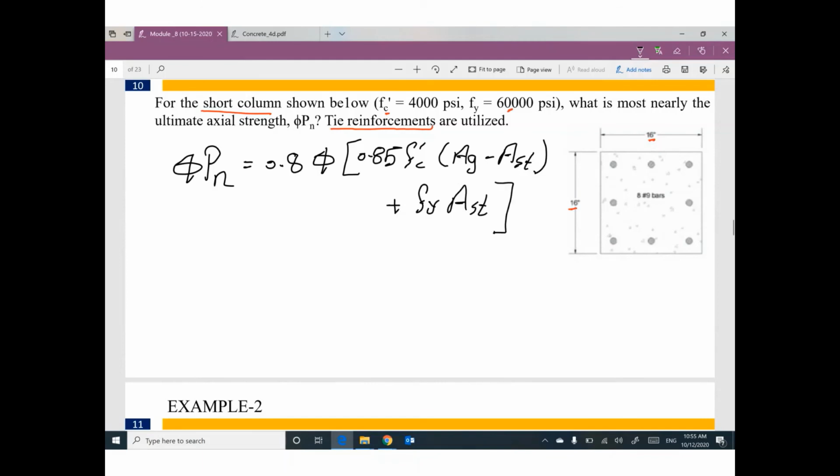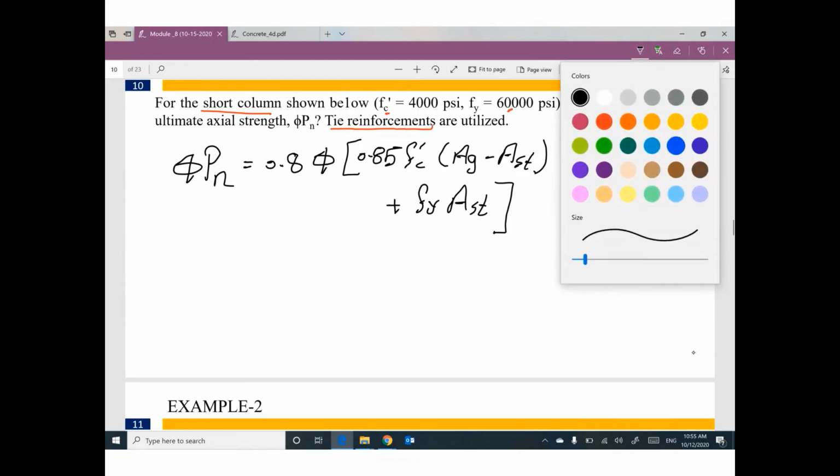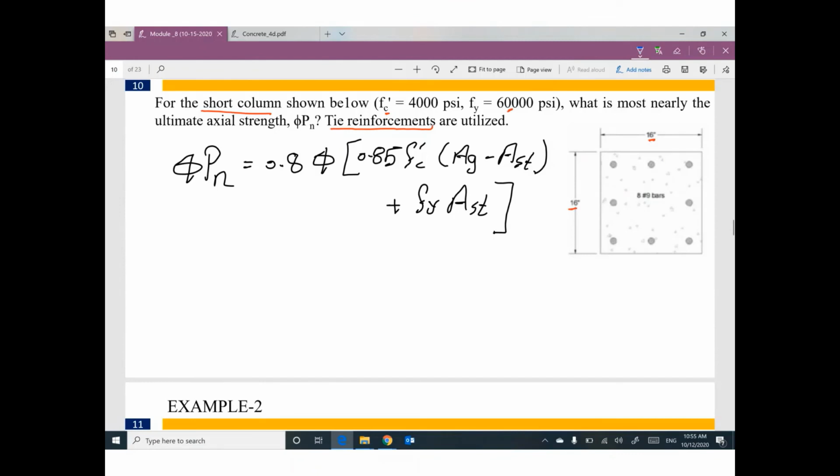The exam is open book, so I don't need to remember. Even after graduation, you have ACI, so you can find this equation inside ACI. So go ahead and try to put these numbers. Phi for column is 0.65. Area gross, the total cross-section area, is 16 times 16. Area steel: how many bars? 8. What is the area of 1 bar?